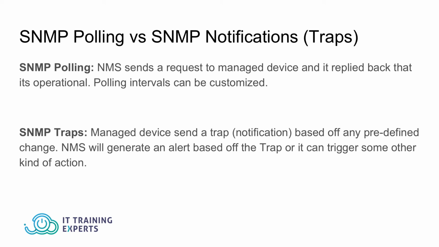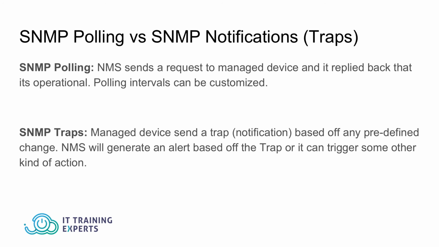The next option is SNMP traps or notification. Managed devices can send a trap or notification based off of any predefined change. The network management station will generate an alert based off of a trap, or it can trigger some other kind of action. Think of a trap as a way to send a notification whenever you hit a predefined threshold or condition on the managed device that you want to be notified of. This is really a simple way of looking at it.